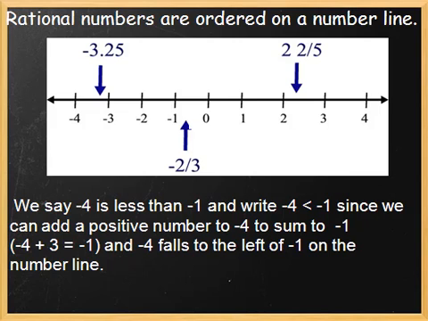We can order rational numbers on the number line. For example, we say -4 is less than -1 because we can add +3, or move 3 places to the right, to get to -1. Therefore, we could also say that -4 is less than -1 because it falls to the left of -1, much like 1 is less than 4.